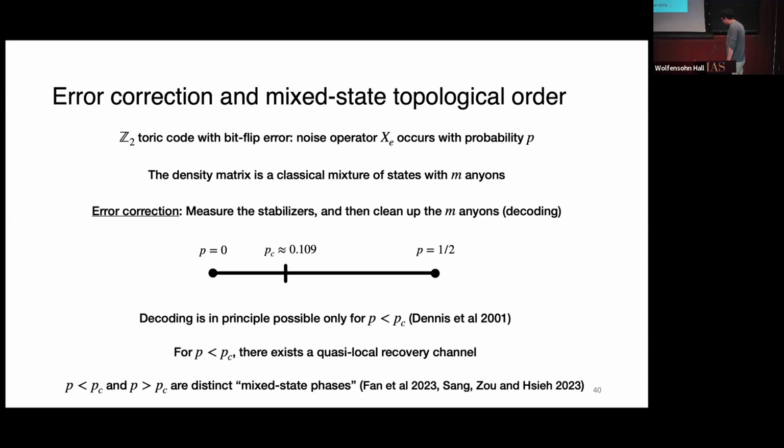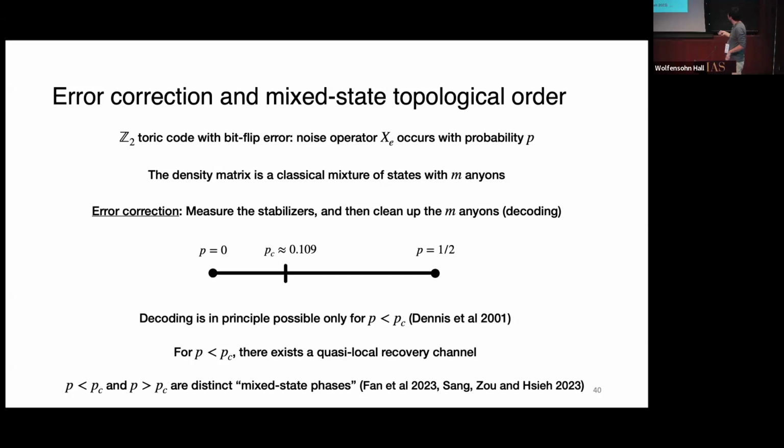So what's error correction? As this noise corrupts the state, we measure the stabilizers to extract the syndromes. We know where these anyons are, and then we pair them up and annihilate these anyons to restore the topological state, the code state. That's decoding. Using some algorithm, you can do this.